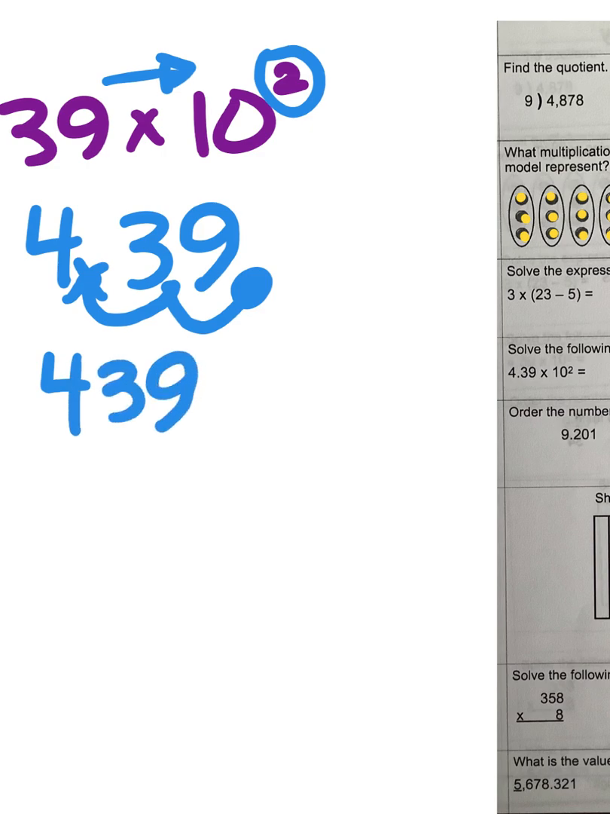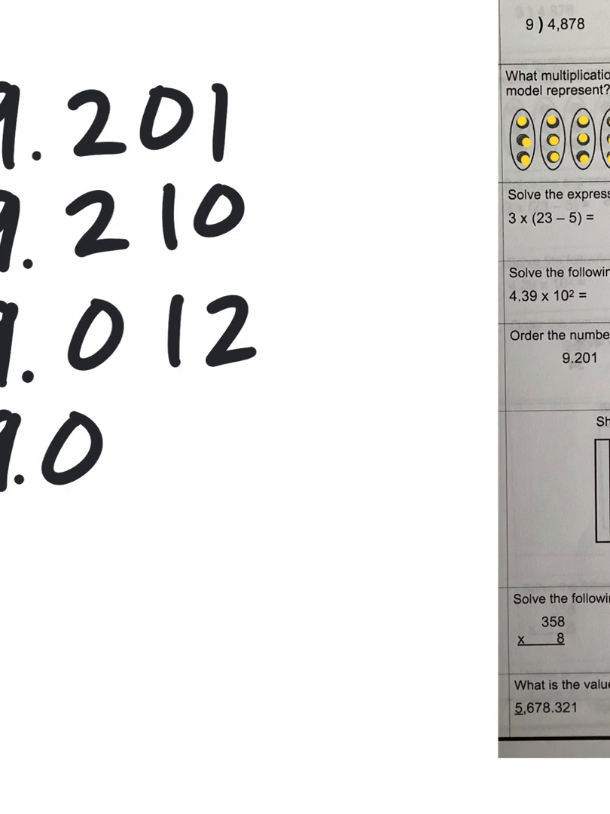which gives me a whole answer of 439. So here I've listed my numbers that I need to compare. I've listed them based on place value. If you look carefully, my ones are lined up. My decimal is lined up.